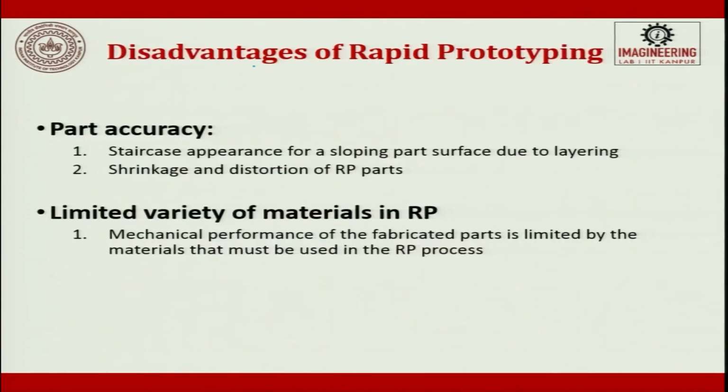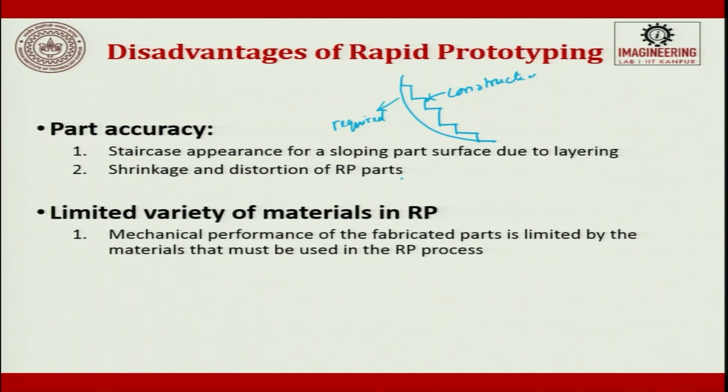So, there are some disadvantages of rapid prototyping or rapid manufacturing. The part accuracy is very important. Part accuracy means when you have a curved surface, when we try to move along the x and y direction, you have this type of error. So, this is what is required and this is what is constructed. I am just zooming. Okay. So, you see here this error is because of the x and y movement and the z movement. So, you have this staircase error. The staircase appears for a sloping part surface due to layering.